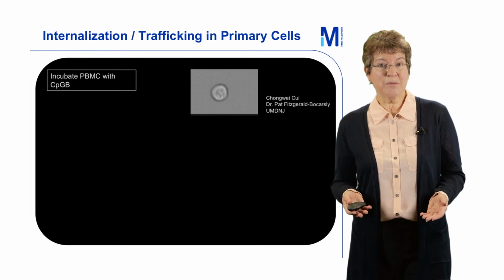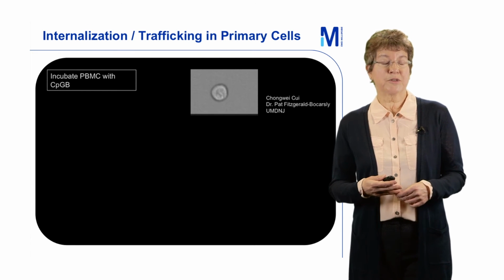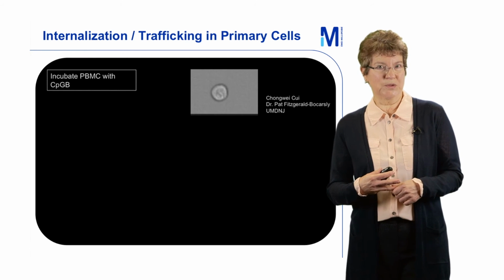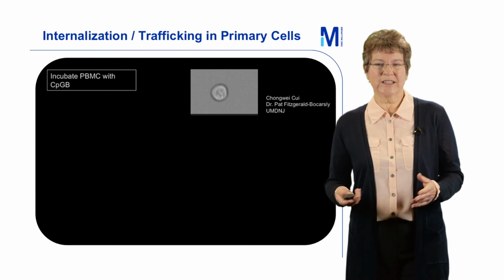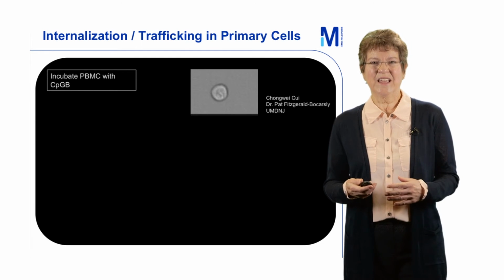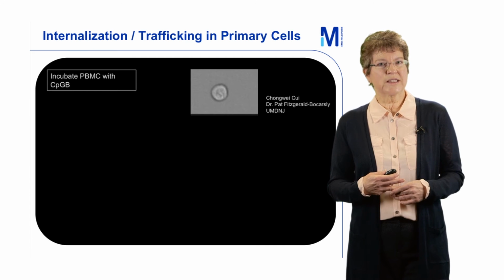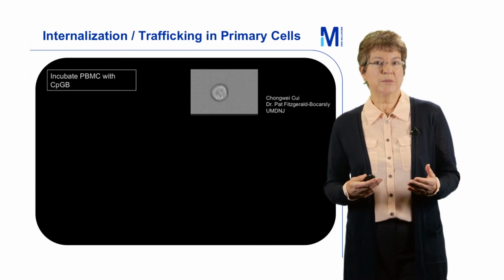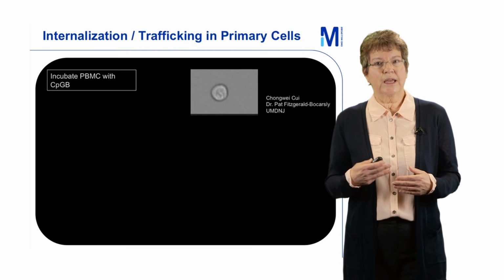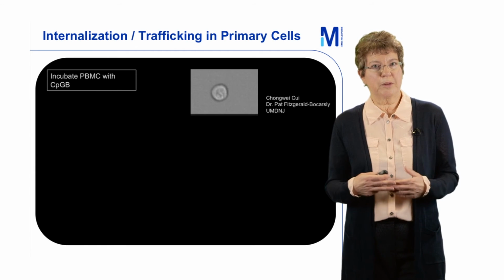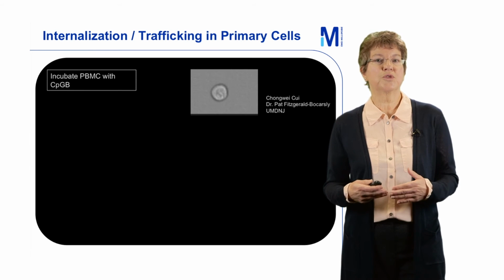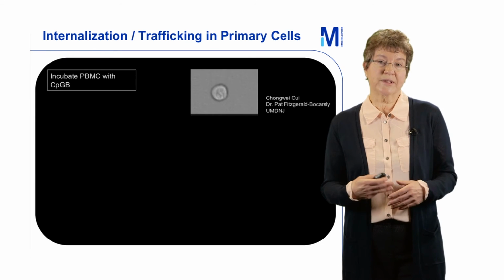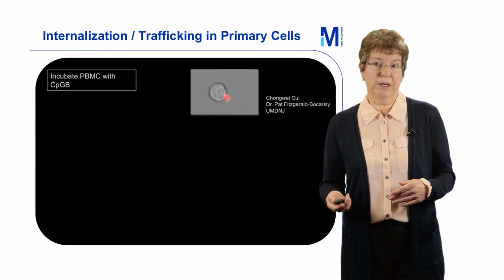I'm going to show you an example that was done by Dr. Patricia Fitzgerald-Bocarsley at University of Medicine and Dental School in New Jersey. She graciously let us use this data. Dr. Bocarsley is interested in virus uptake, and as a model is using CpGB labeled and incubating that with peripheral blood mononuclear cells in order to look at the trafficking of this uptake by plasmacytoid dendritic cells in whole blood.